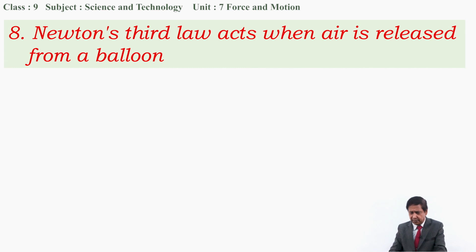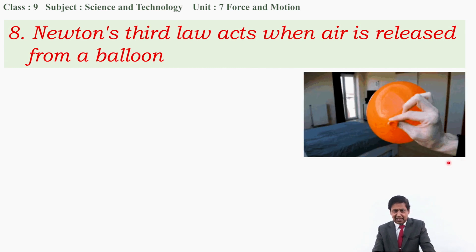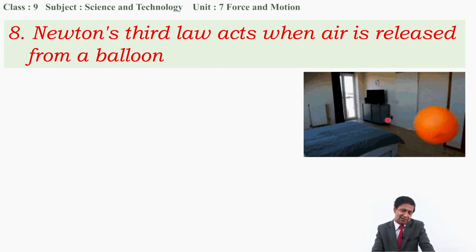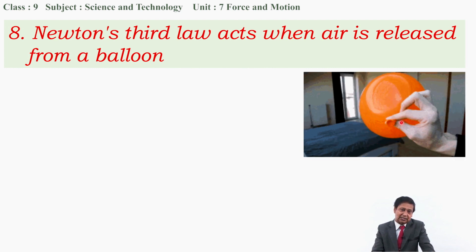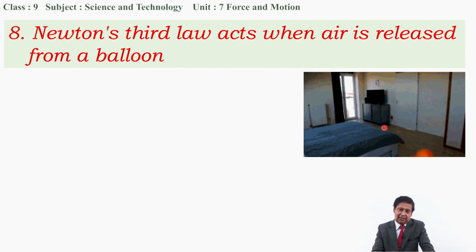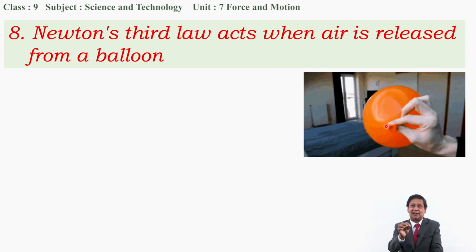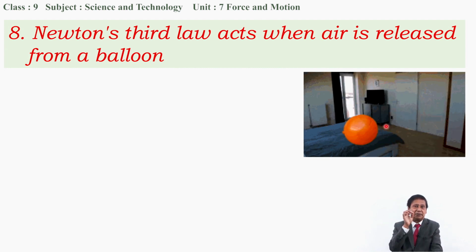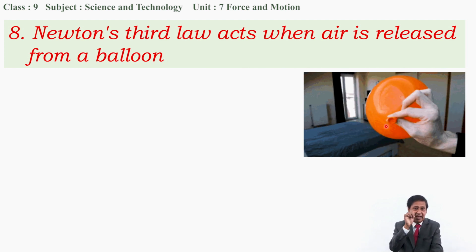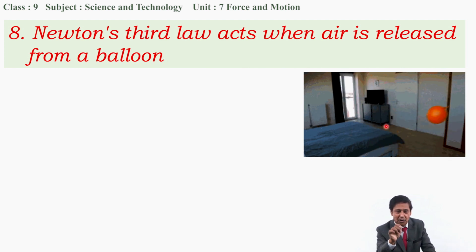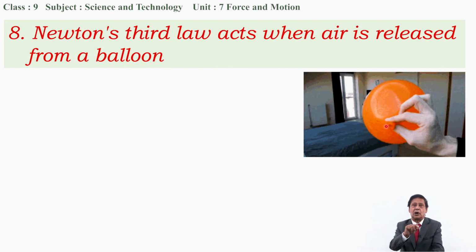Okay, let's go to another one. This is a balloon. Very nice appearance. Look at this. We can blow the balloon and hold its mouth. If an inflated balloon is left in air, then what happens? Certainly, air comes out. And if air comes out in the backward direction, then the balloon moves in the forward direction. And this way, Newton's third law is acting.